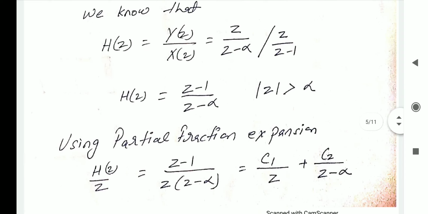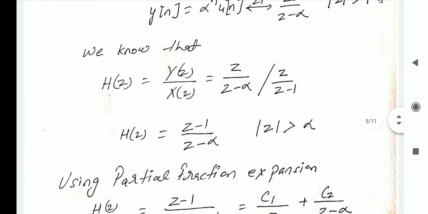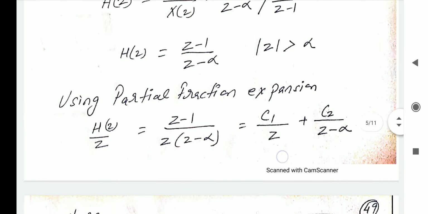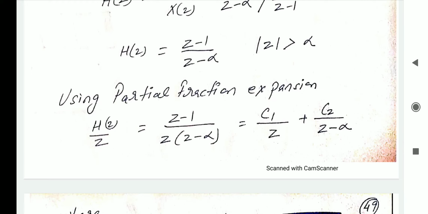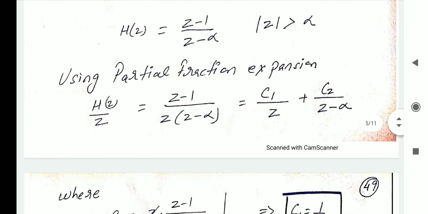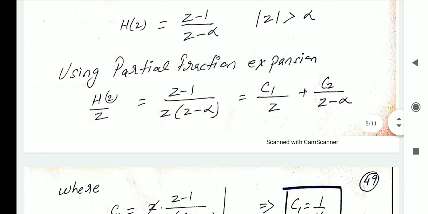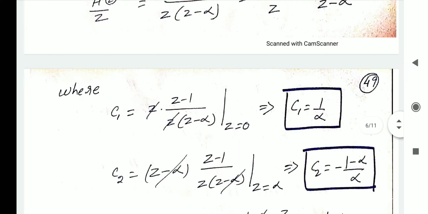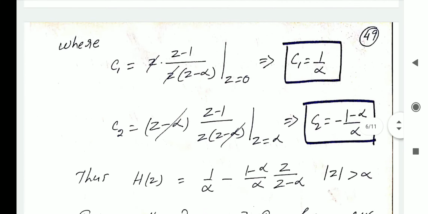Now we can write H(z) as (z-1)/(z-alpha), where |z| is greater than alpha. Now using the partial fraction expansion method, we can write H(z)/z as (z-1)/(z(z-alpha)), that is equal to c1/z plus c2/(z-alpha), where we can find the values of c1 and c2 by applying the formula for ck.